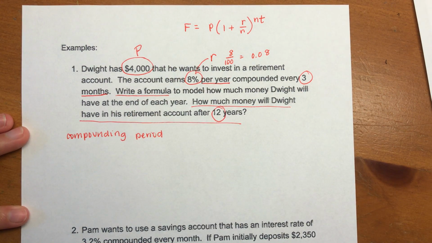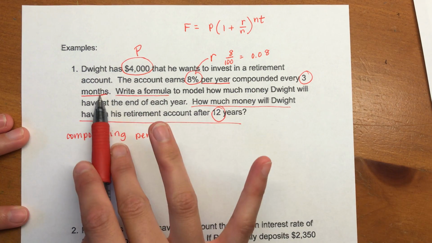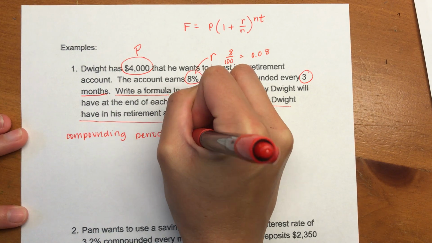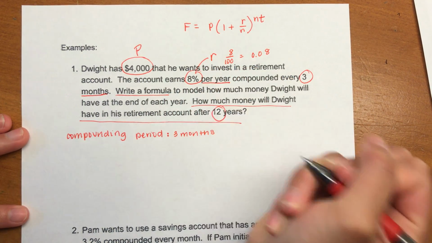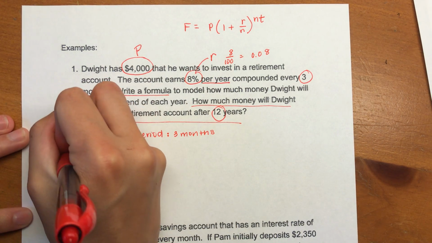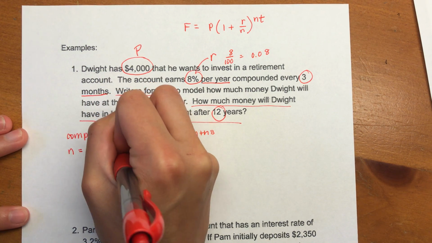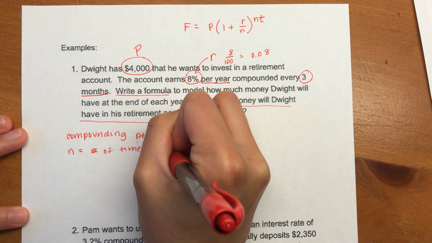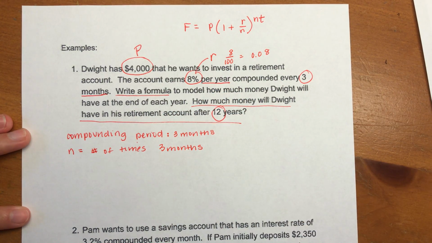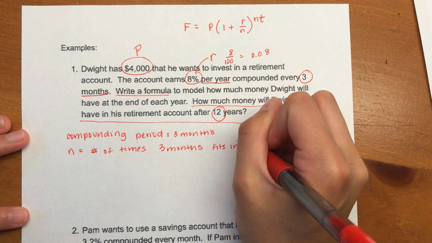So the problem states the account earns 8% per year compounded every 3 months. Okay, so that means my compounding period is 3 months. Now, if my compounding period is 3 months, then n will be the number of times we can fit 3 months into 1 year.